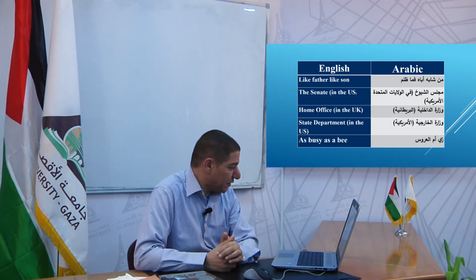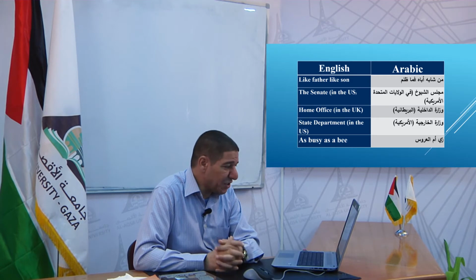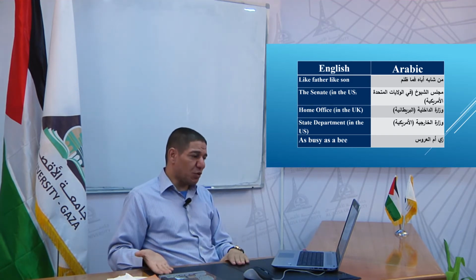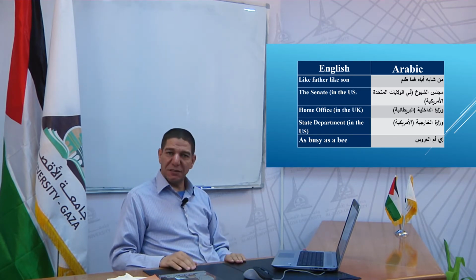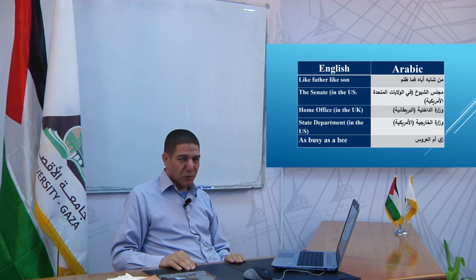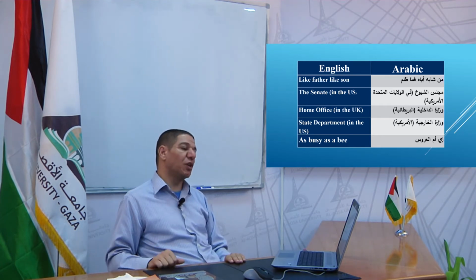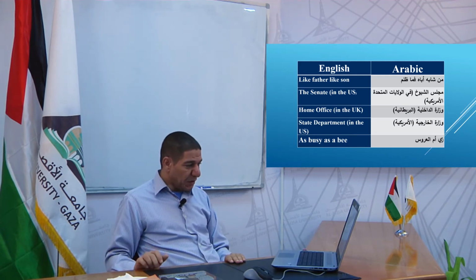Let us take this. Like father, like son. Literal translation, الولد يشبه أباه. But we make a cultural substitution by saying من شابه أباه فما ظلم. The Senate. We make a cultural substitution and make مجلس الشيوخ to stand for the Senate and the US.